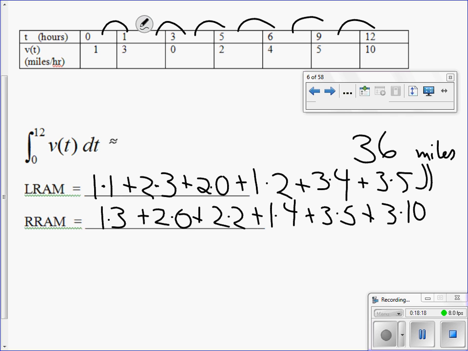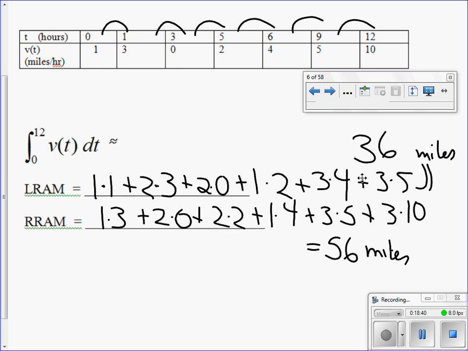Now, what is this one going to be? 56. So the right-hand Riemann sum would be 56, and if we said the definite integral was, we'd say it's approximately equal to 56.